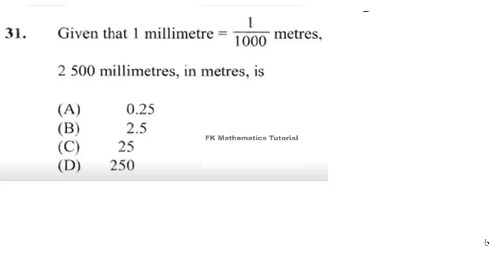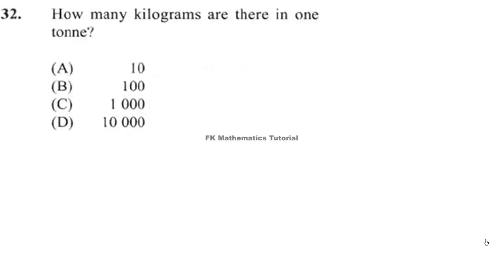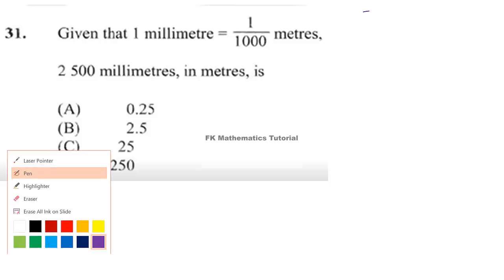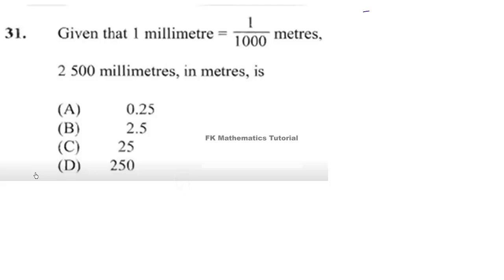Number 31. Given that 1 millimeter is equal to 1 over 1000 meters, 2500 millimeters in meters is. So when you multiply 1 millimeter by 2500, you get 2500 millimeters. So it means for us to get this in meters, we need to times this one by 2500.